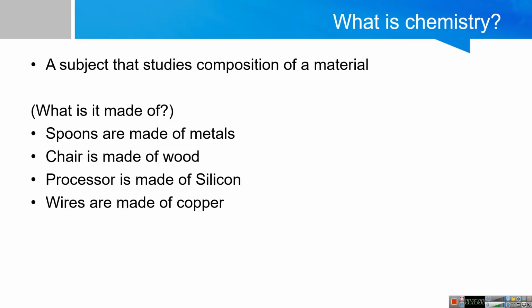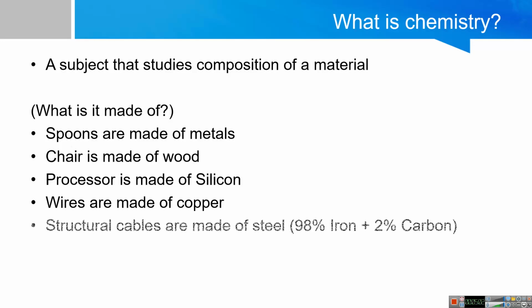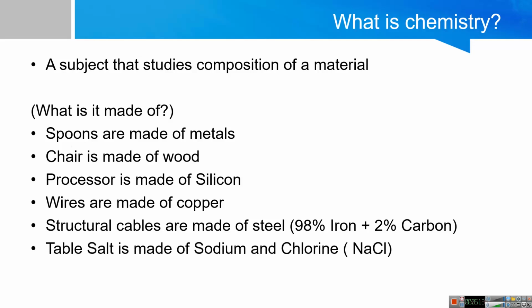So we were just discussing that wires are made of copper, and structure cables, the bridge cables, are made out of steel, which is 98% iron, 2% carbon. Then we have table salt, which is made of sodium and chlorine. We call it sodium chloride, or NaCl.